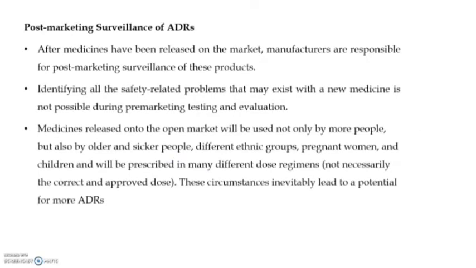And once after the drug is proved to be safe, then it is marketed. Even after the drug is marketed, it has to be evaluated for its safety, and this is known as post-marketing surveillance. After medicines have been released on the market, manufacturers are responsible for post-marketing surveillance of the product. Identifying all the safety-related problems that may exist with a new medicine is not possible during pre-marketing testing and evaluation, because pre-marketing testing is only for a predetermined period of time and only in a small number of patients or subjects. But under that prescribed condition, we cannot determine accurate drug adverse effects. Hence, post-marketing surveillance is also necessary.